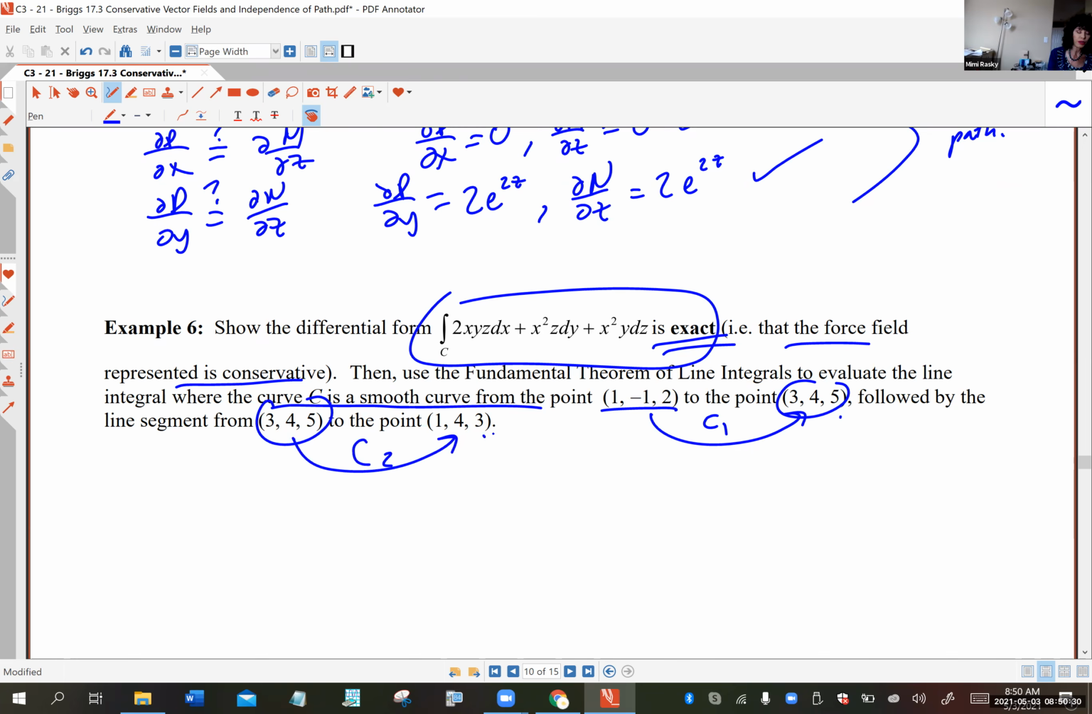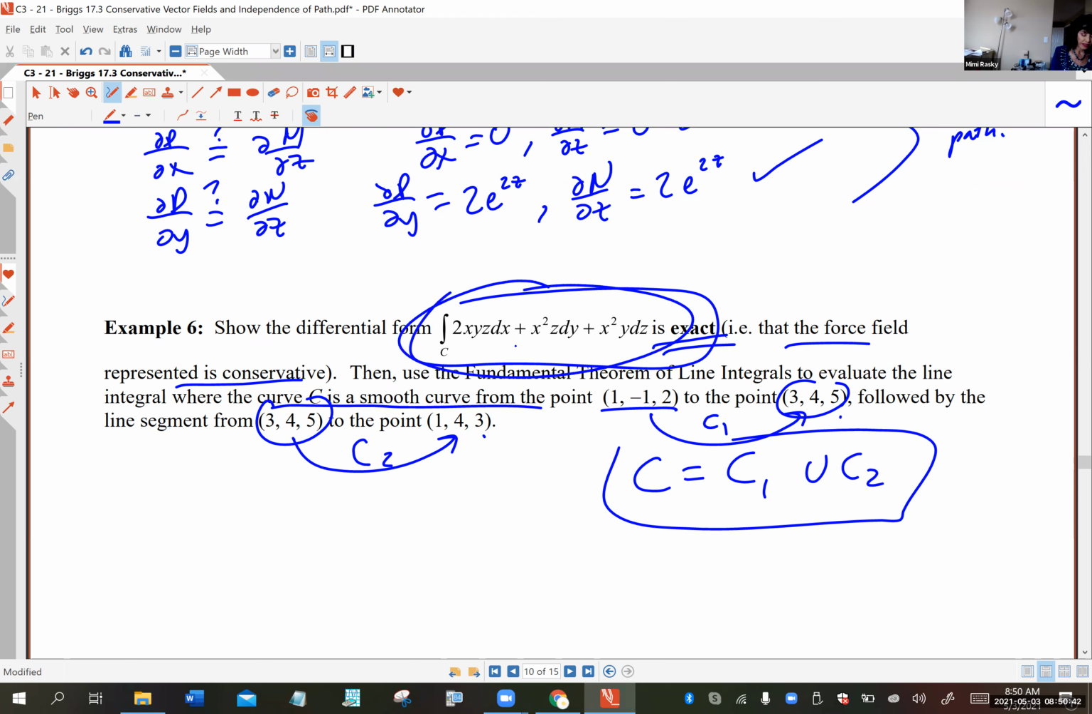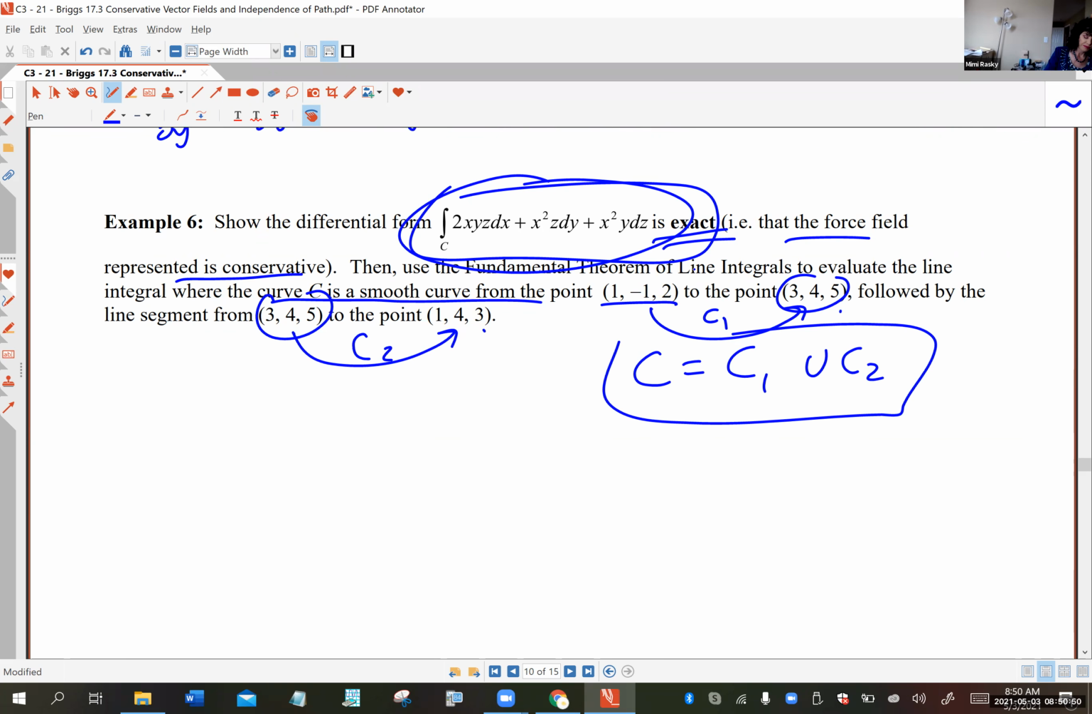So do we need to do two separate line integrals? Because it looks like the overall curve is the union of these two separate curves. What do you guys think? Should I evaluate this once for C1 and then once for C2? I've done that before where we had a curve that was piecewise smooth. You shouldn't have to if it's conservative, right? That's correct. And here's why.